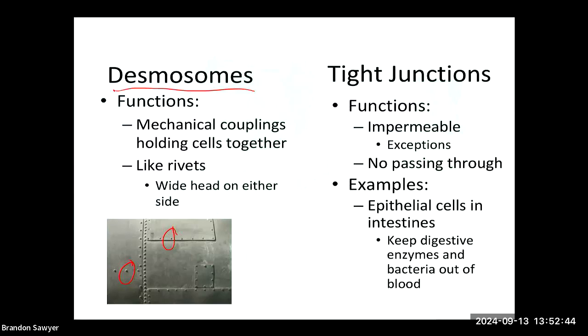And that's definitely what we have in our skin cells, right? We can kind of twist our skin and in different places, pull on it, and the cells don't easily rip apart because they're held together by these desmosomes.